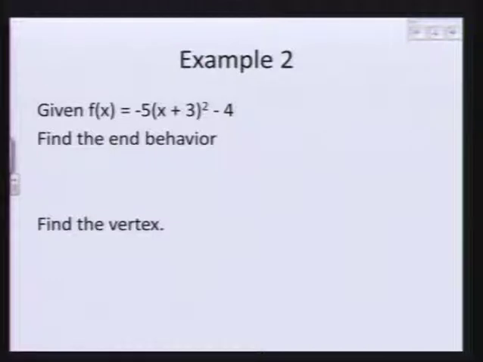Example 2 is f of x is equal to negative 5 times (x plus 3) squared, minus 4. All right, so once again, we want to know the end behavior. So we're going to see that our a is equal to negative 5. So there's negative 5, that's our a. So what happens? a is less than 0, so this parabola is going to open downward.